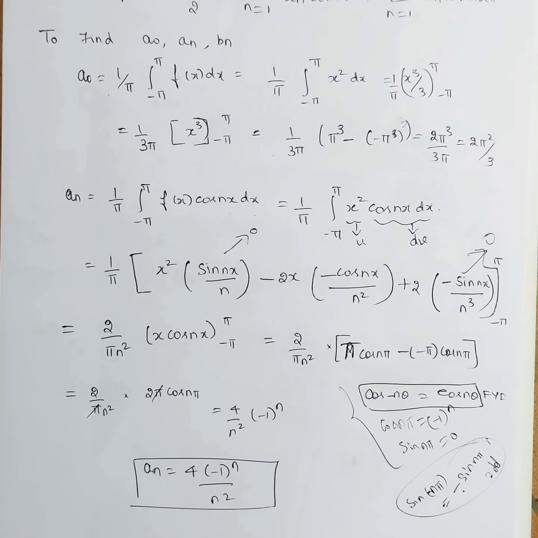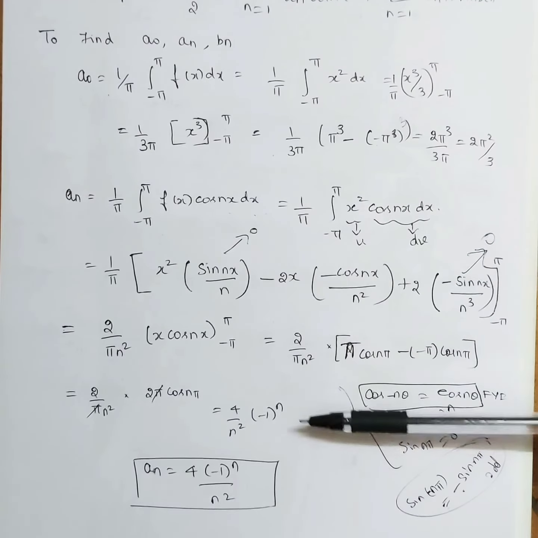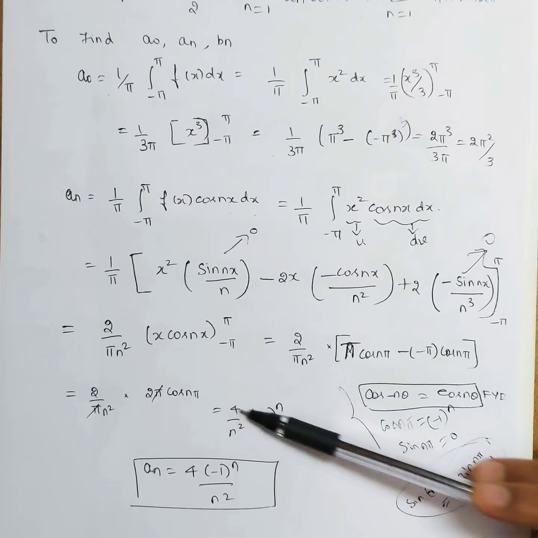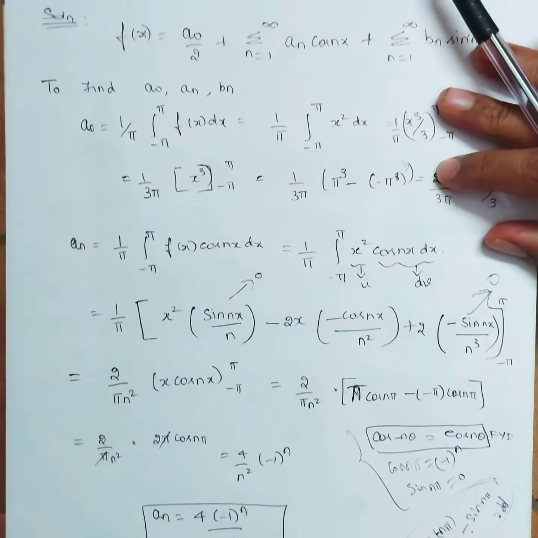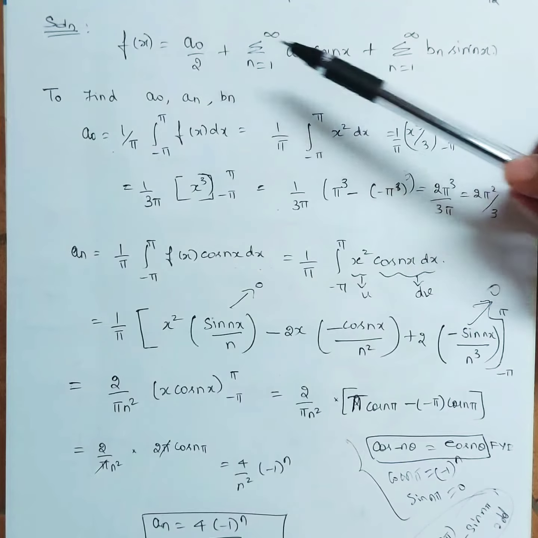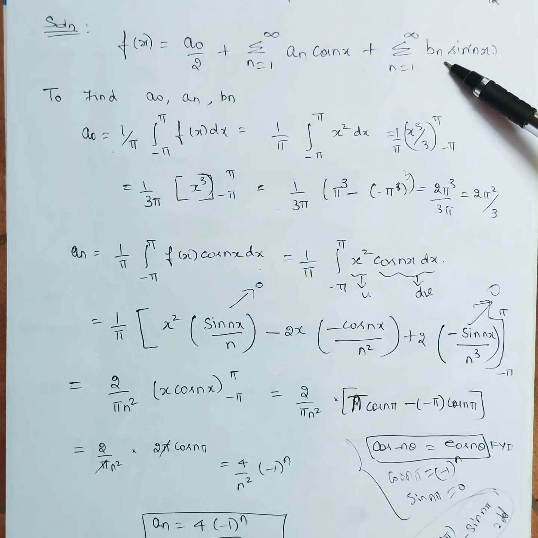That's it. We have done a simple integration, and we got this answer, an, 4 by n square into minus 1 power n. So we got a naught, we got an, because that is what we want in this formula. If you remember, we got a naught, we got an. What we have to find? Bn.